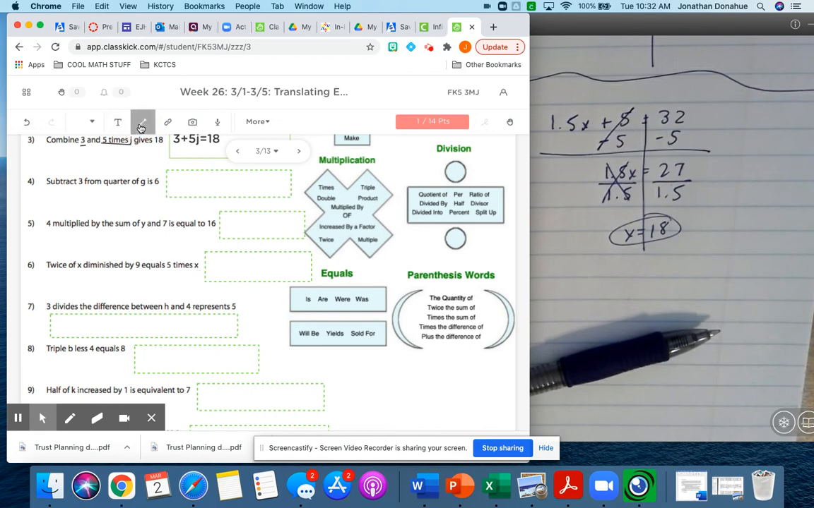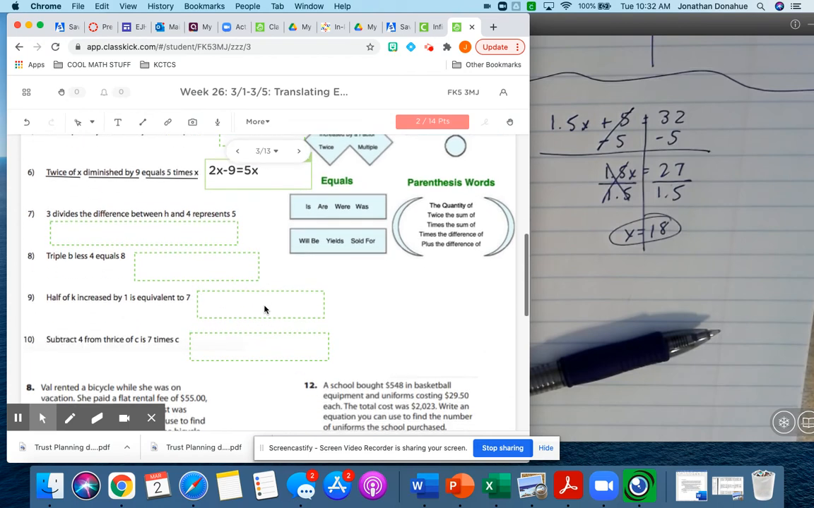So let's focus on breaking it down. So twice of x, so we're going to multiply x by 2. Okay, diminished by 9, that's a different part. Diminished by 9, and then equals 5 times x. That part's not too complicated. So let's slow it down here. So twice x, diminished by 9, equals 5 times x. Now we wouldn't be able to solve that because there are variables on both sides, but at the end of the day, we can certainly write that equation.